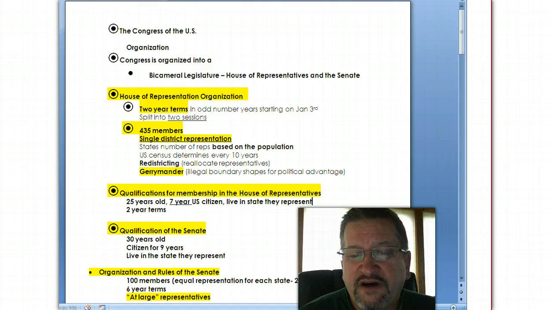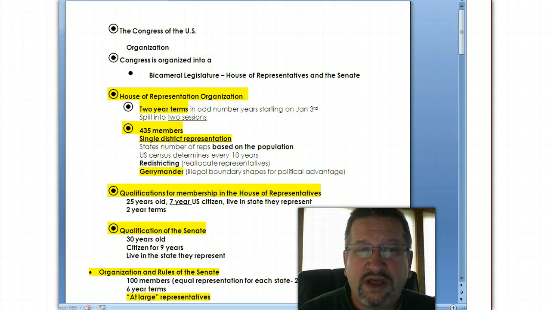There are 435 members in the House of Representatives, and each of those representatives represents one district, and they call that single district representation. The number of reps that each state has is based on population, just like the Virginia plan. And every 10 years, by the Constitution, there's a census. And that census determines not only how many people live in the United States, but what state they live in, or how many people live in each state.